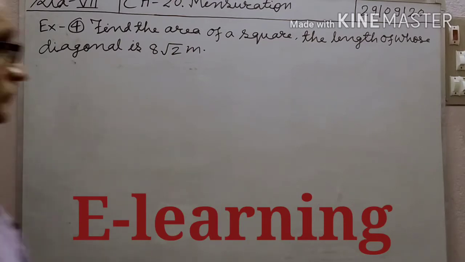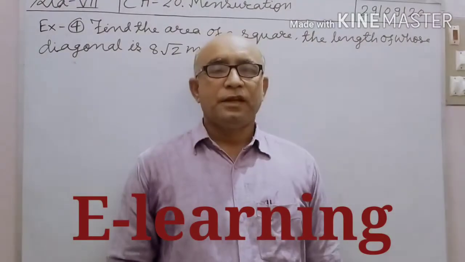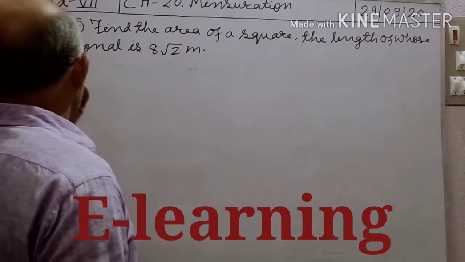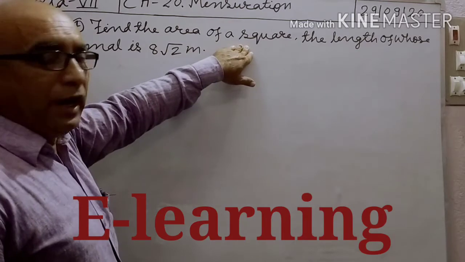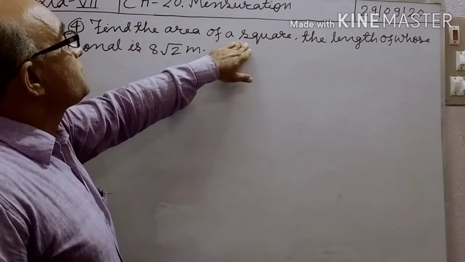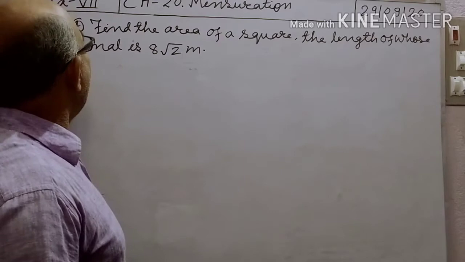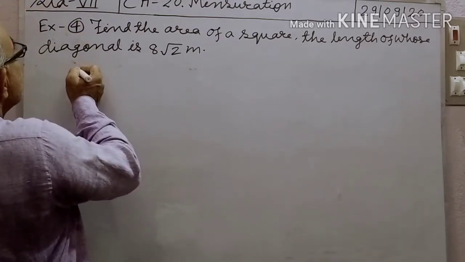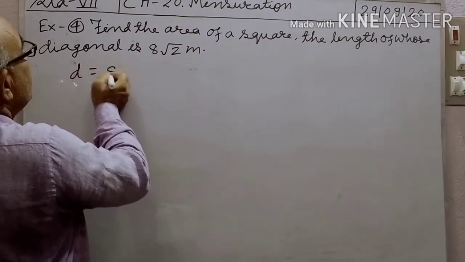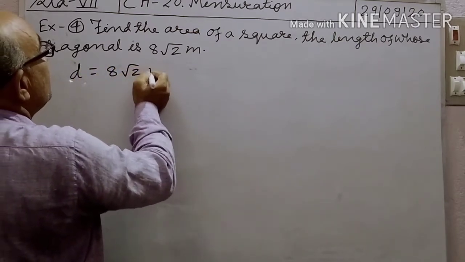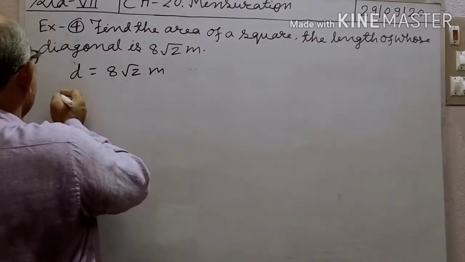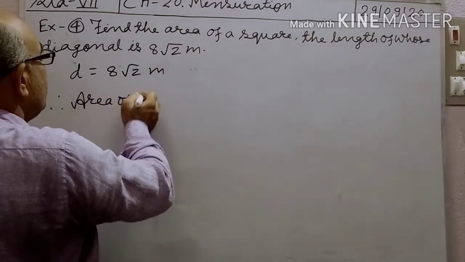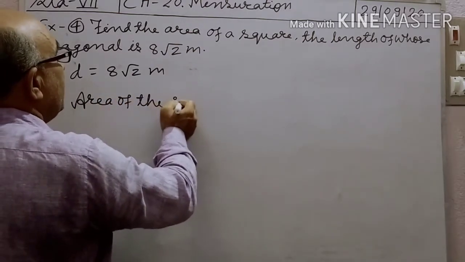Students, next question is example 4. In this question, find the area of a square, the length of whose diagonal is 8 root 2 meter. Given, diagonal equal to 8 root 2 meter. So find the area of the square.